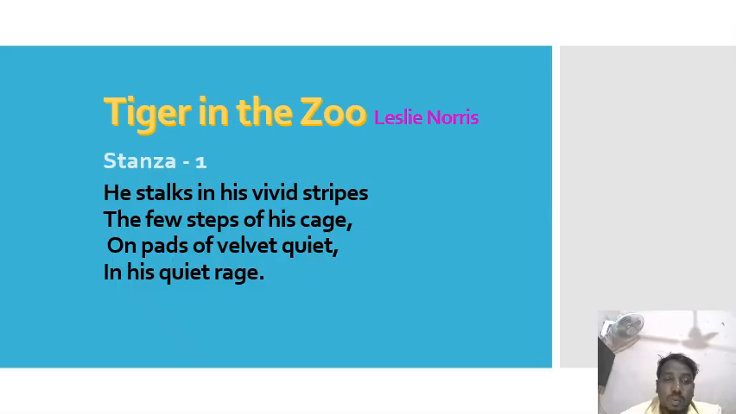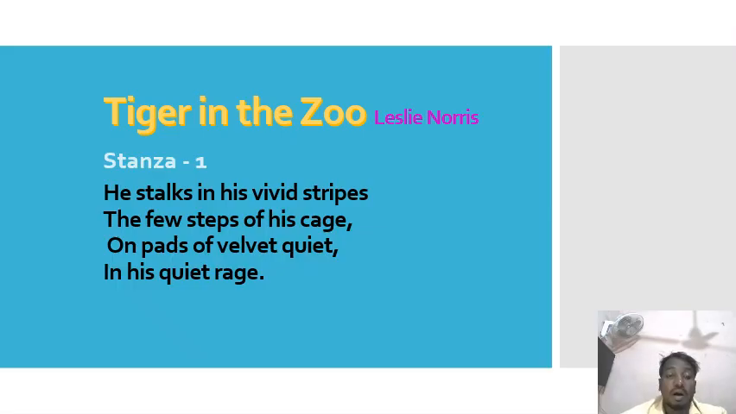He stalks in his vivid strips. Stalks means walking. He is walking, and the physical appearance of a tiger is explained in this line: vivid strips. The few steps of his cage. That means he is captive, arrested or imprisoned in a cage, and he is not able to step out of the cage. On pads of velvet quiet in his quiet rage, and his movements are compared to pads of velvet.